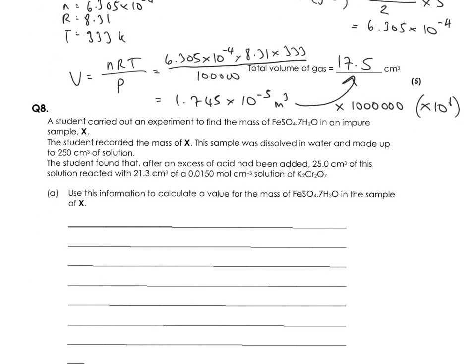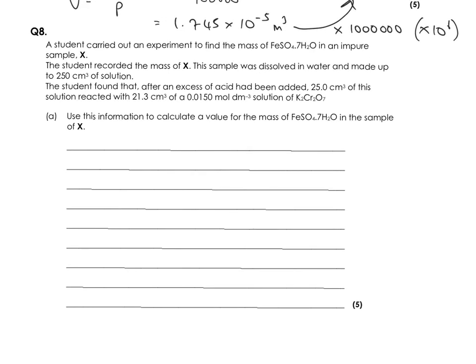Move on to the next question. Question 8 says a student carried out an experiment to find out the mass of iron sulfate in impure sample X. They recorded the mass of X, and the sample was dissolved in water, made up to 250 centimetres cubed, and found that an excess of sulfuric acid solution reacted with some potassium dichromate. So this, whilst it doesn't tell you, is a redox titration. And in an earlier question, we discussed that we use EMRT to do a redox titration. The first one we've got to do is E, which is to work out what the equation is.